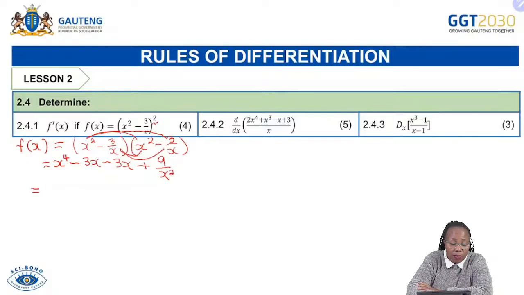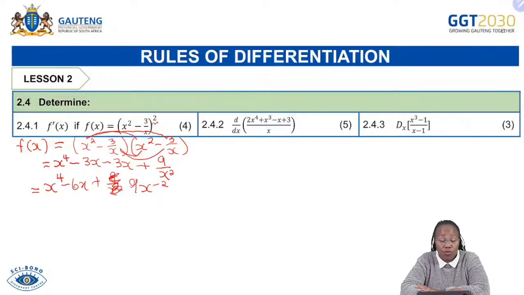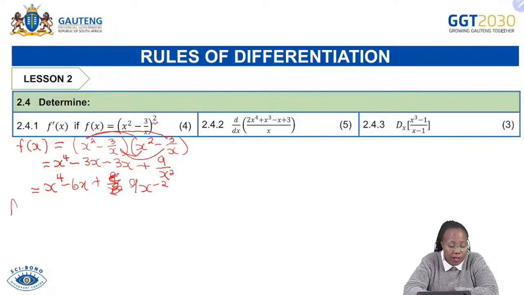And then now, let's simplify this further. It's x to the power 4 minus 6x plus 9 over x squared. Okay, we can take this x squared automatically to the top. It will be x to the power minus 2. Remember, we must not have variables on the denominator there. Okay, now we can start deriving, grade 12.